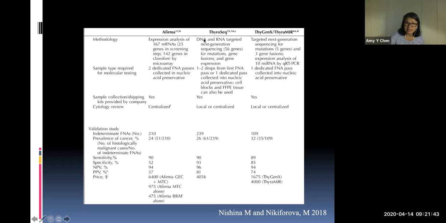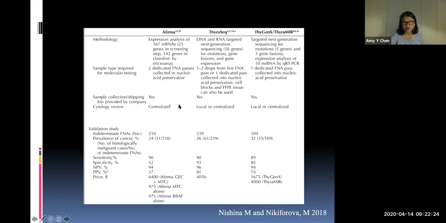And then for ThyroSeq, it's DNA and RNA. They compare it against a bunch of different genes for mutations, gene fusions, and gene expressions that have been previously identified to be associated with a malignancy. Therefore, you're just comparing what is seen on the FNA versus what is in the data bank to determine the risk of malignancy. Again, it's the same thing: you do FNA passes, you save it into a special vial with a nucleic acid preservative, and you send it to the ThyroSeq lab for them to run it.